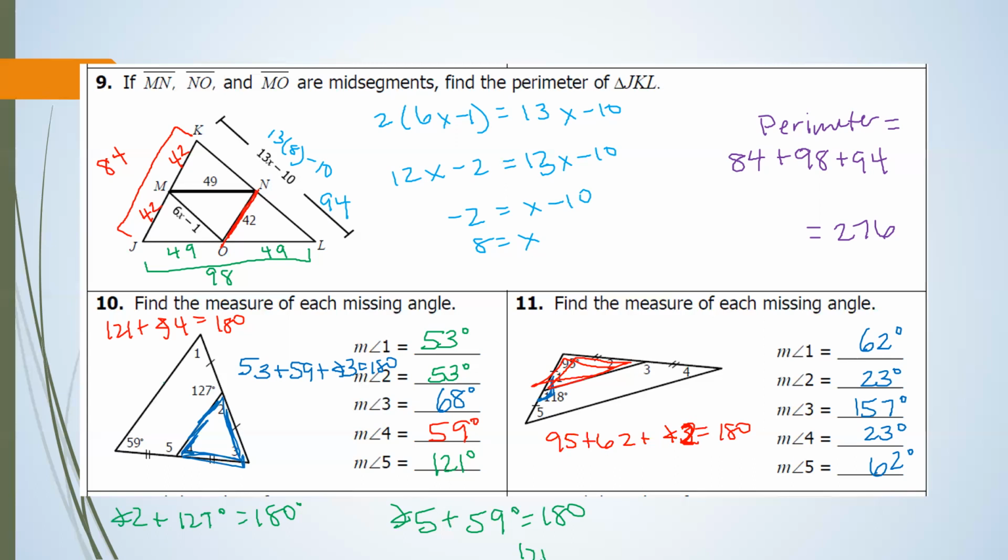And then angle 2 and angle 3 are a linear pair, so they have to add up to 180. So you can get angle 3 is 157. Angle 4 is corresponding to angle 2, so they have to be congruent. So angle 2 and angle 4 are the same measure. So angle 4 is 23 degrees. And then angle 5 and angle 1 are corresponding. They're the same, so they are both 62.